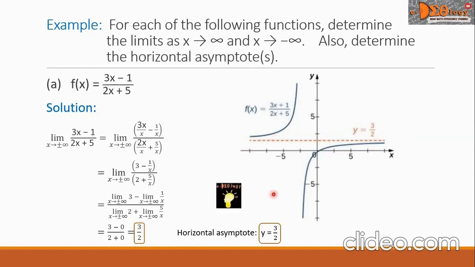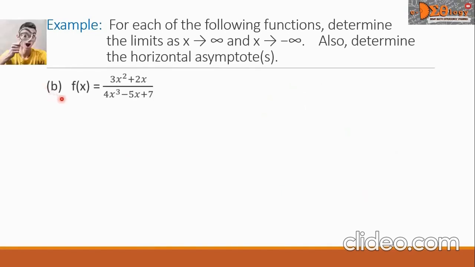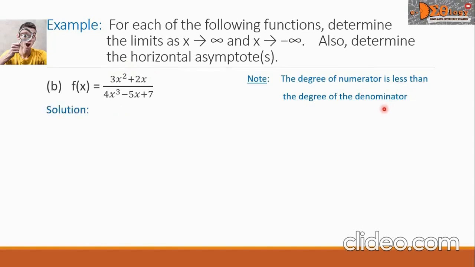Let's go to function b. f of x equals 3x squared plus 2x all over 4x cubed minus 5x plus 7. Note that the degree of the numerator is less than the degree of the denominator. For our solution, we're going to take the limit of this function as x approaches positive or negative infinity.